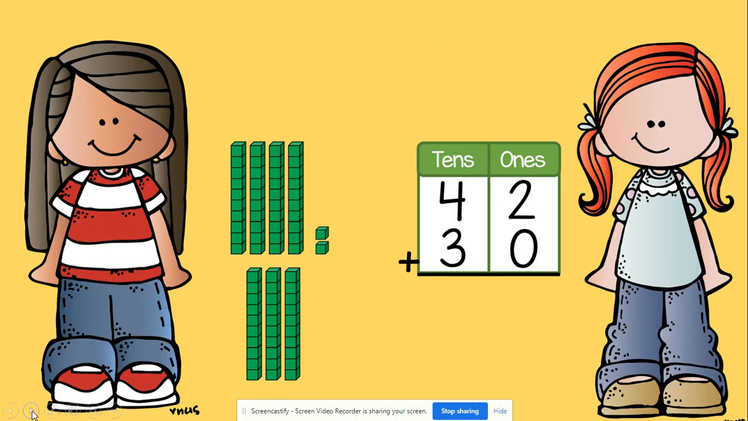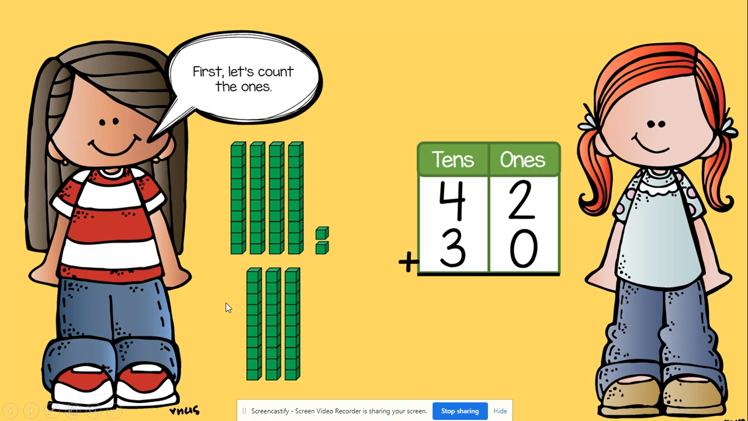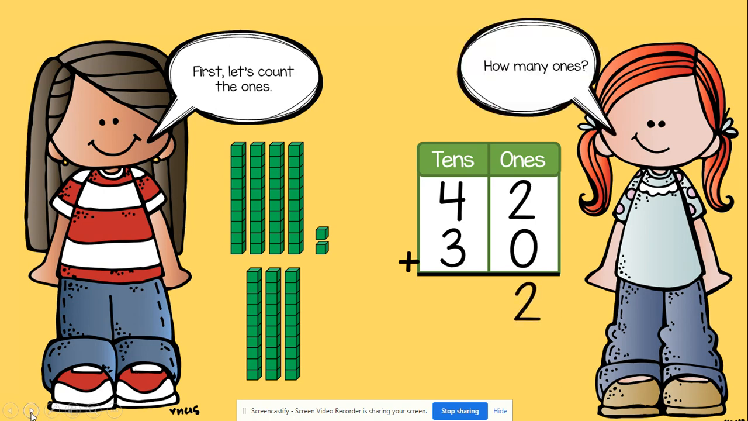All right, now you're going to try it. Get your whiteboard ready. You're going to write this one down. 42 plus 30. Write that down. First, we're going to count the ones. So how many ones are there? 1, 2. You're going to write a 2 down here. 2 plus 0 is 2.